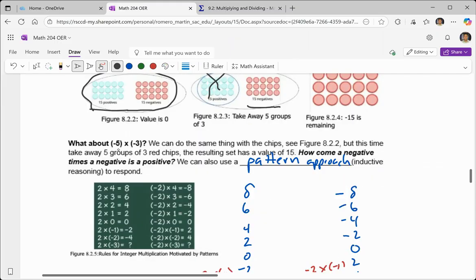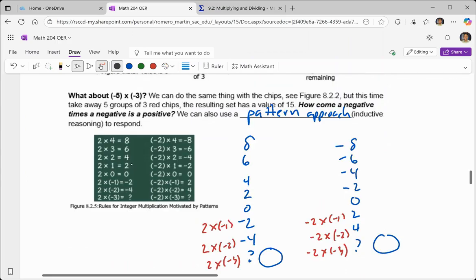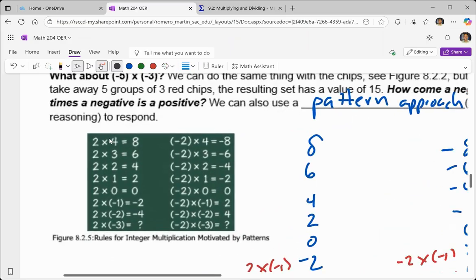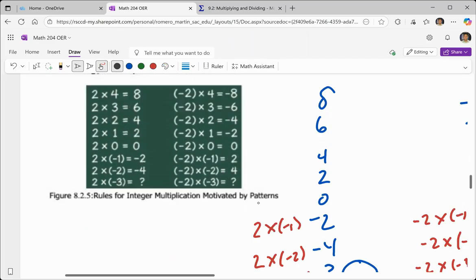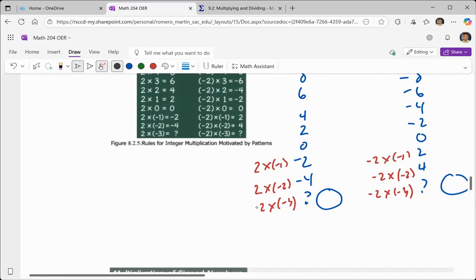How about a negative times a negative? Back to this pattern approach. Take a look at the pattern: 2 times 4, 2 times 3, 2 times 2. You can see it goes down by 2. 2 times 0 is 0. So 2 times negative 1 has to be negative 2. It follows the pattern. Negative 4. Then 2 times negative 3 is going to be negative 6, as we think about that. There's your negative 6 right there.